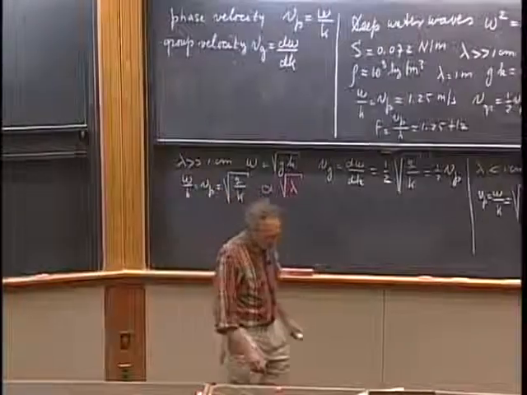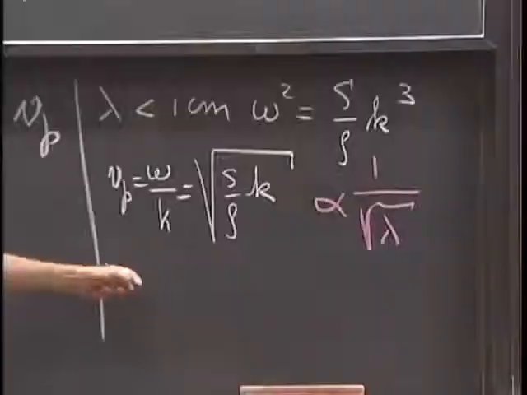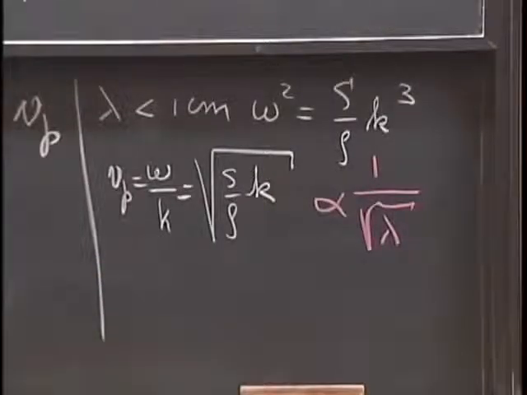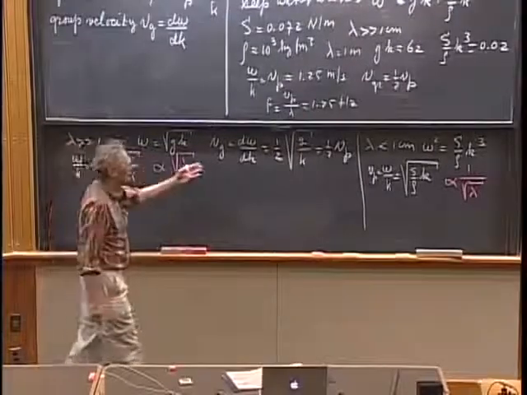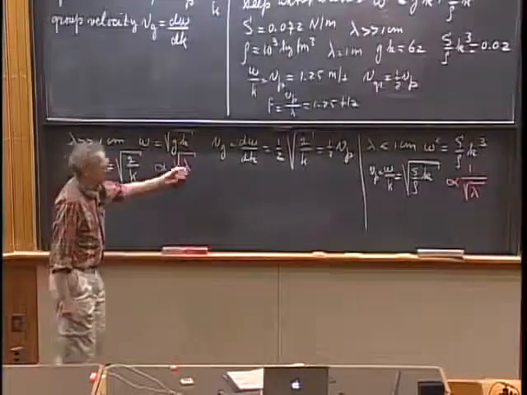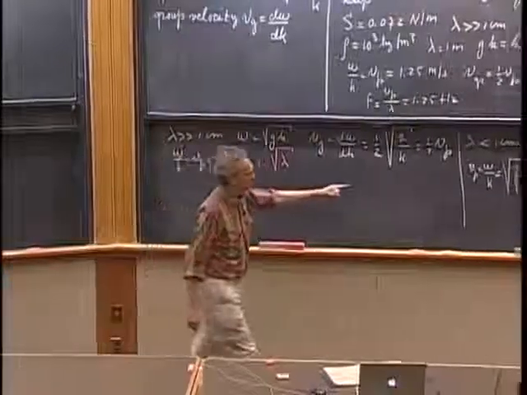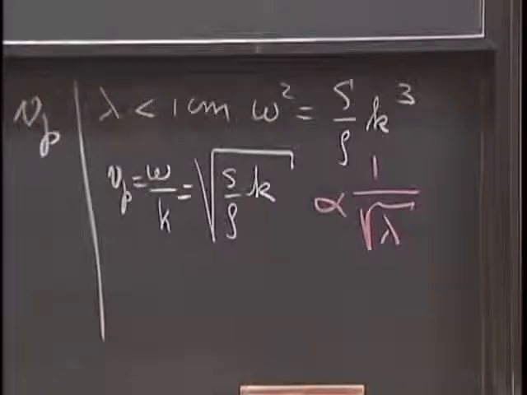What I'm asking you in problem set number 6 is to prove that in this case, the group velocity is 1.5 times the phase velocity. Not at all obvious, but that's what will come out. Here the group velocity was half the phase velocity, and the phase velocity was larger for larger wavelengths. Here it is reversed. And the group velocity is 1.5 times the phase velocity.